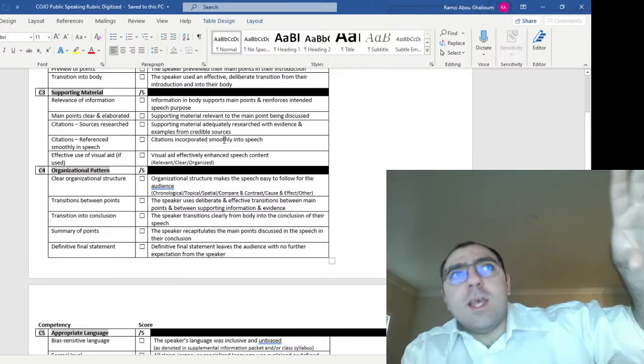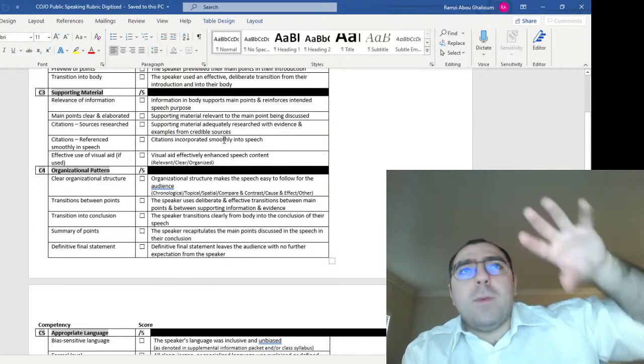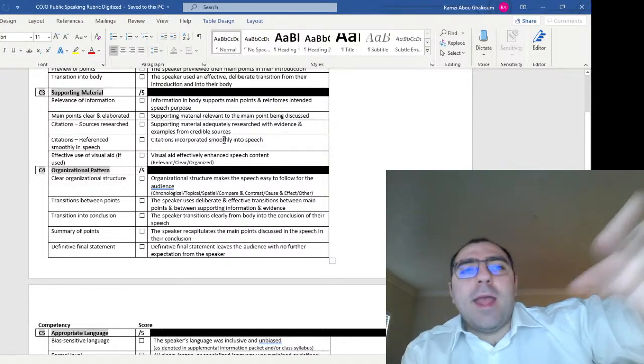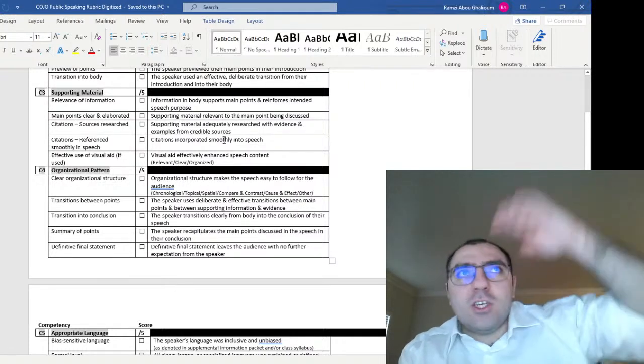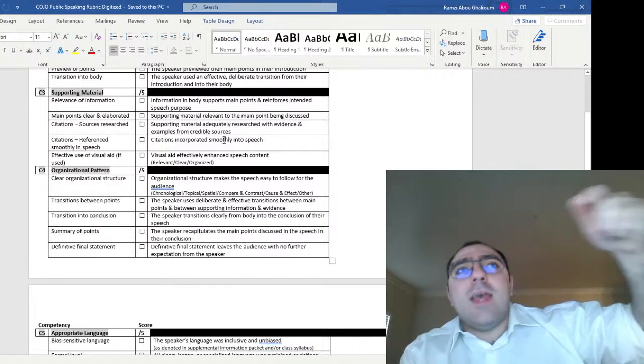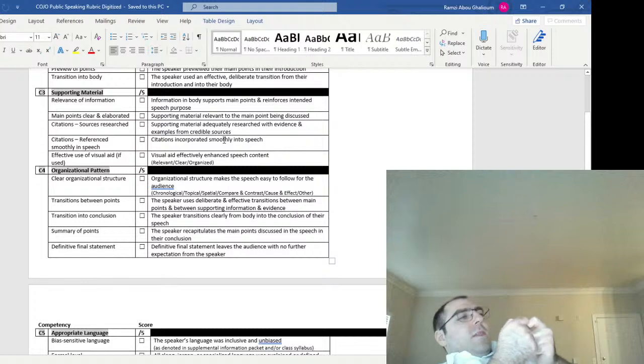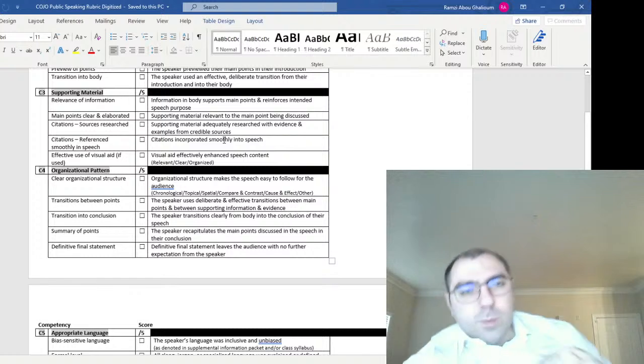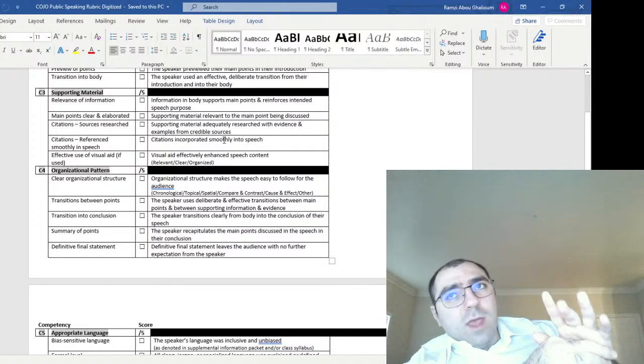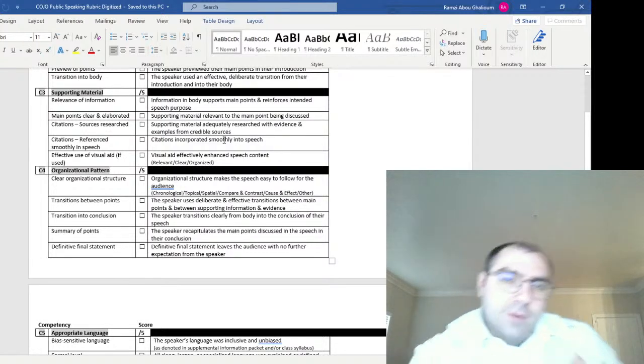Preview of points, you're about to talk about something, but you haven't spoken about it yet. And your summary of points, you've just finished talking about all these 3 main points, and now you're reminding us what they are. So if I was sitting there on my phone the entire time, not listening to what you were saying, but then I just looked up for your summary of points, I would know exactly what your speech is about. I wouldn't have all the details that you gave, but I would know what your speech is about, okay?